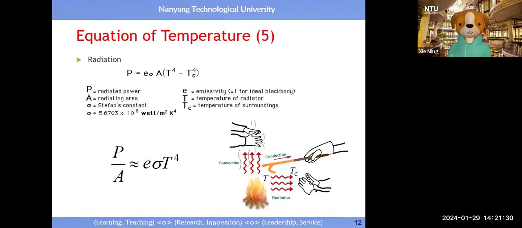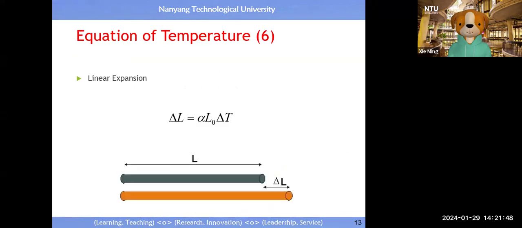We can also see the transfer of heat through radiation. It's an electromagnetic wave. Then in this case, the amount of heat transfer is proportional to the temperature raised to the power of 4 or something like that. Okay. And another phenomenon that is quite important for you to know is the relationship between the geometry of the material and the variation of temperature.